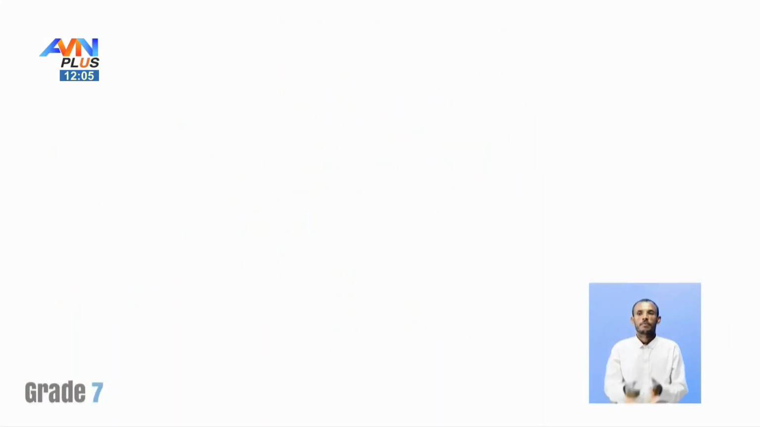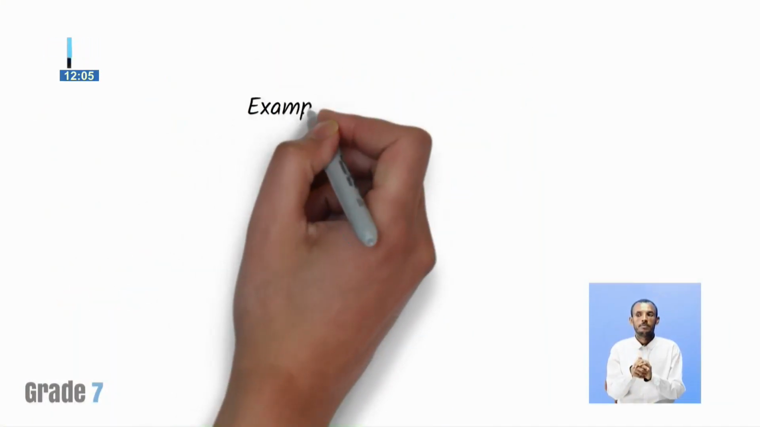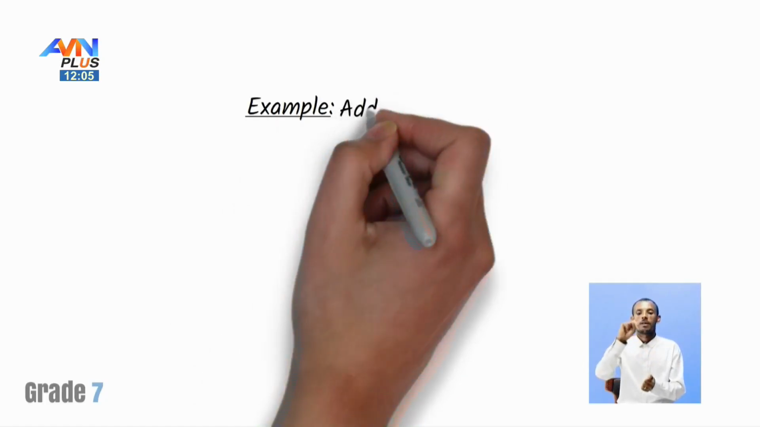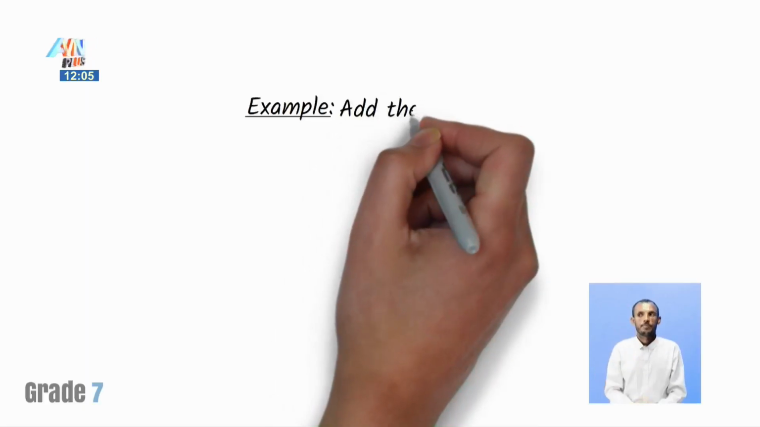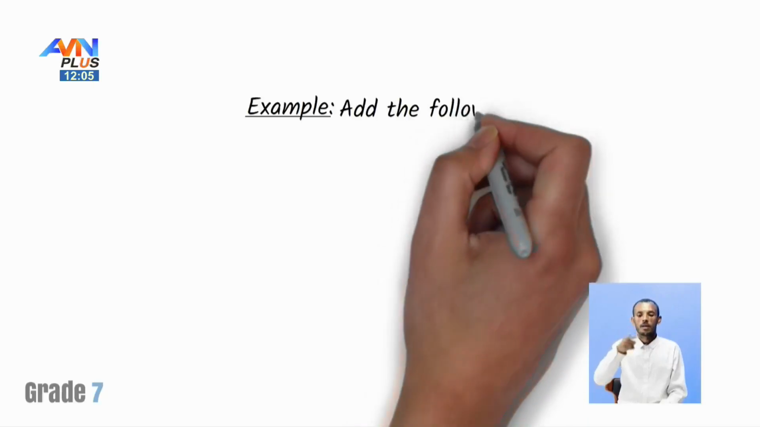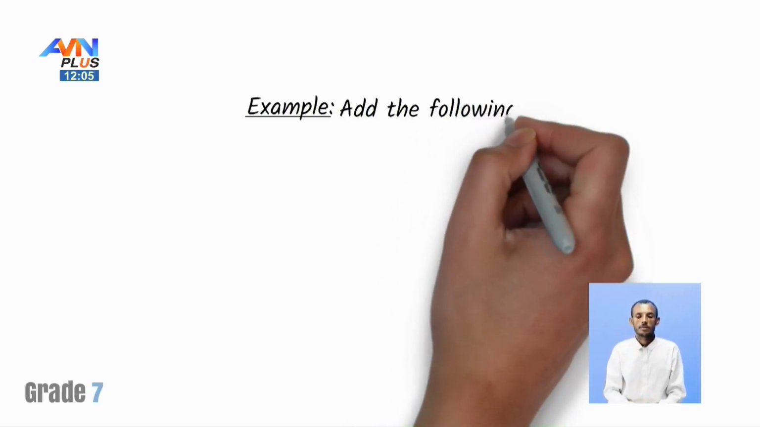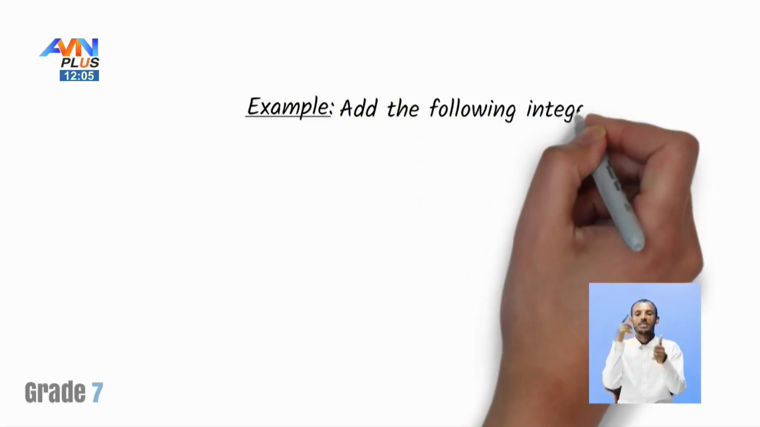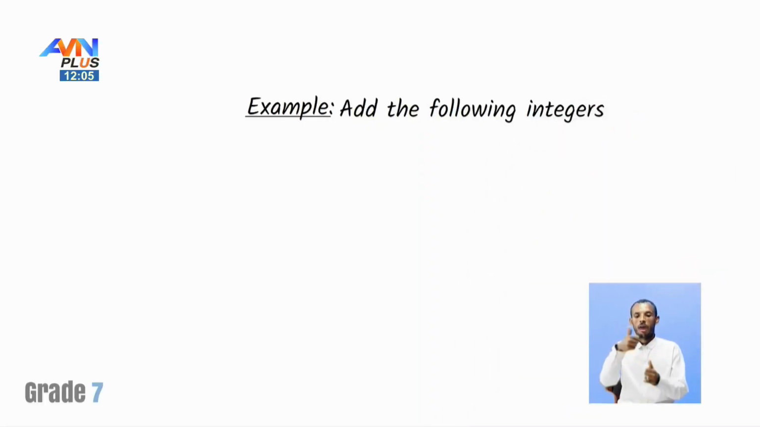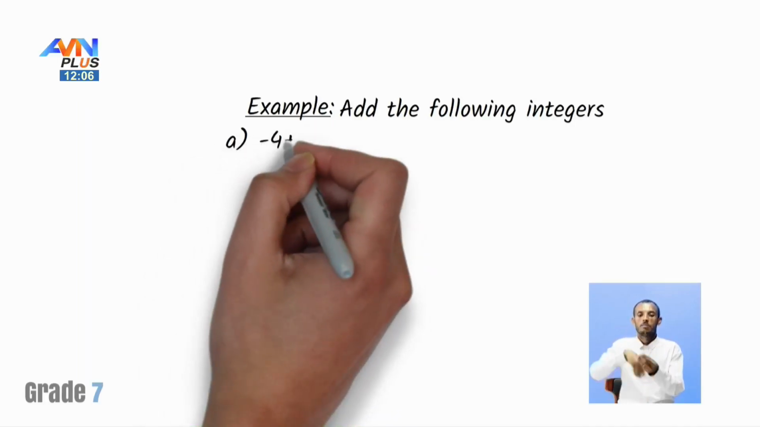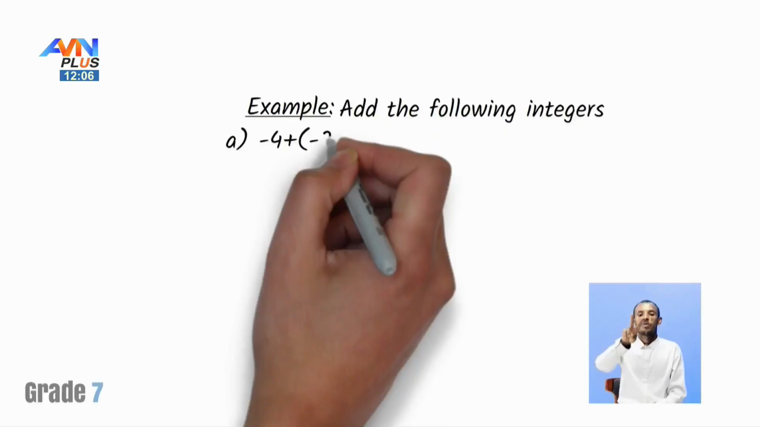Example. Add the following integers. Okay, the first one, negative 4 plus negative 2. In this case, both numbers are negative.